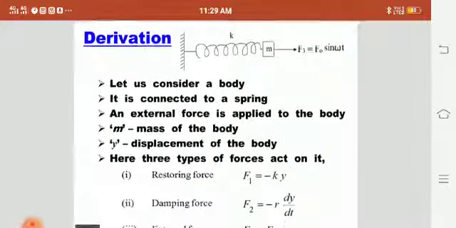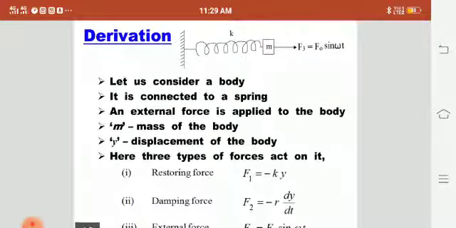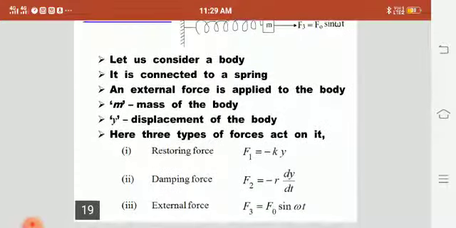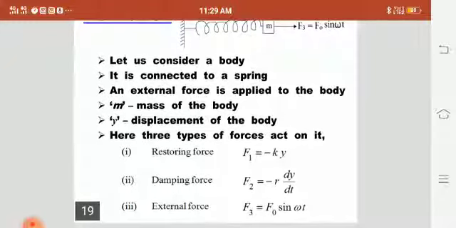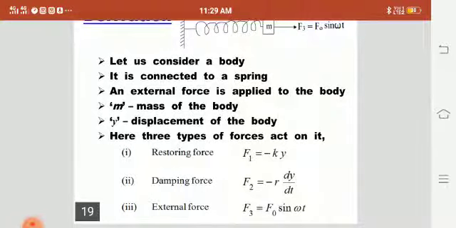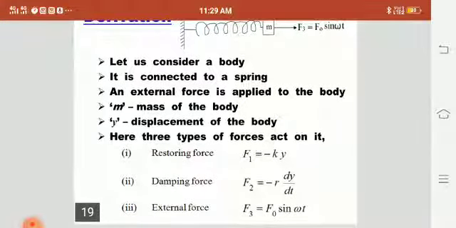Now we'll see the differential form of the above equation. Let us consider a body connected to a spring at an outstage. An external force is applied to the body, where m is the mass of the body and y is the displacement of the body. Here we have three different types of forces which act on it. One is the restoring force, F1 is equal to minus Ky, where the negative symbol indicates that it acts in the opposite direction of the motion.